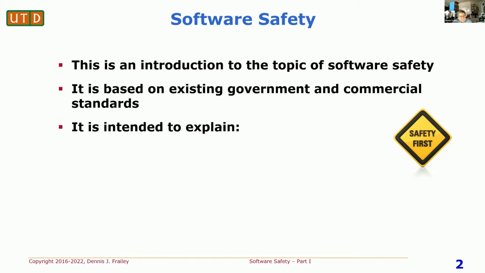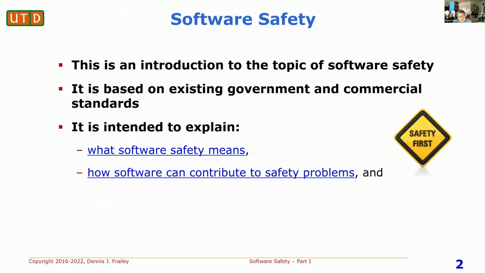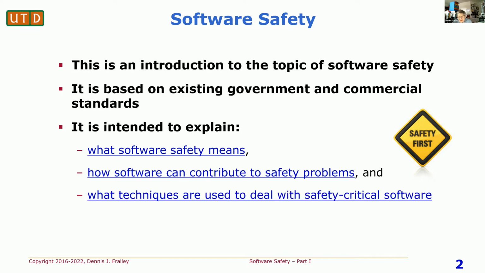Okay. The intent of this first part is to explain what we mean by software safety and how software can contribute to safety problems and what techniques are used to deal with that and to write safety critical software.